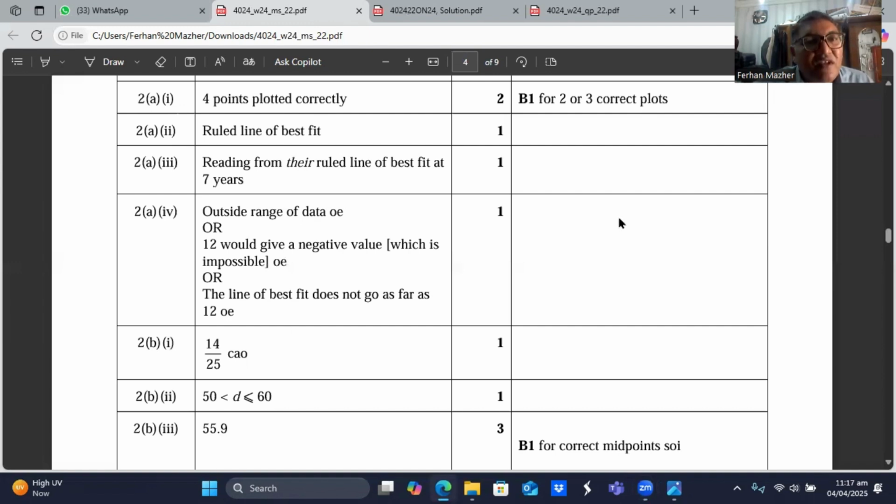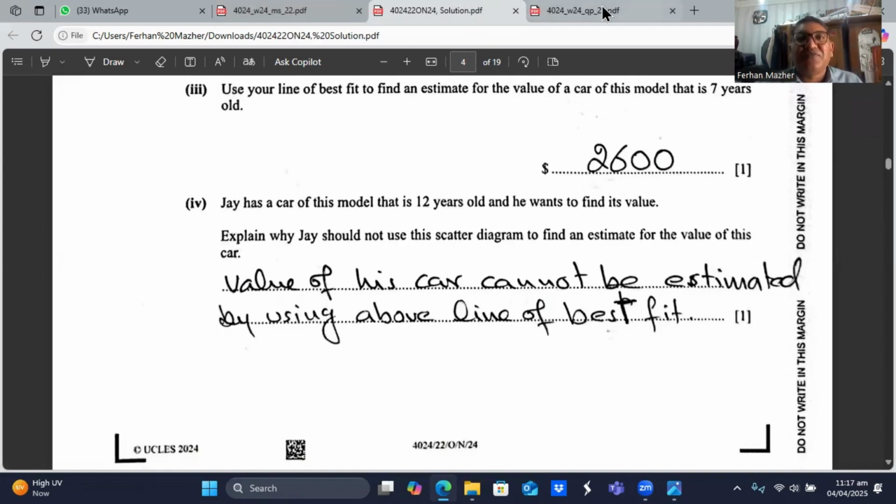Let's see what they say. Outside range of the data, 12 would give a negative value, which is impossible. The line of best fit does not go as far as 12. Look at the words which they have used, and use these words.